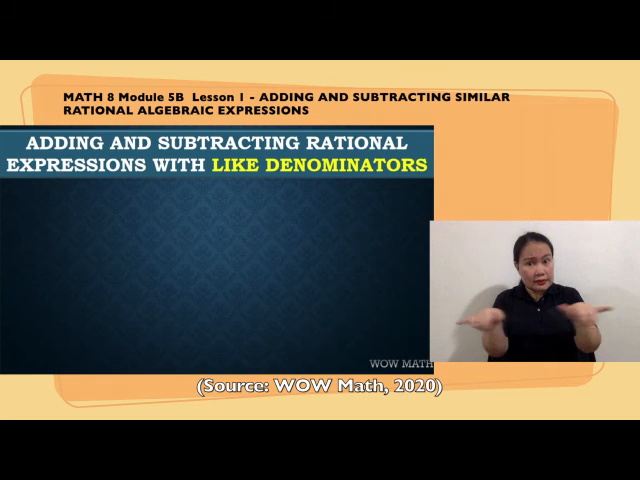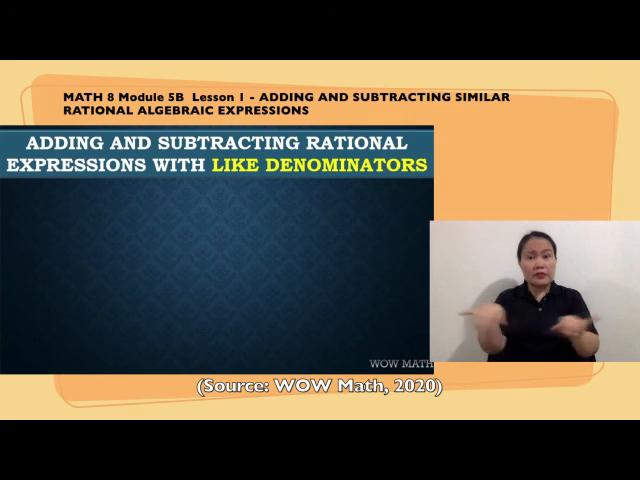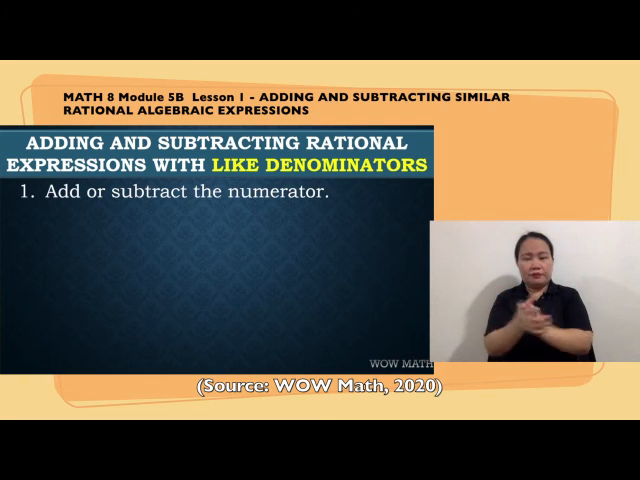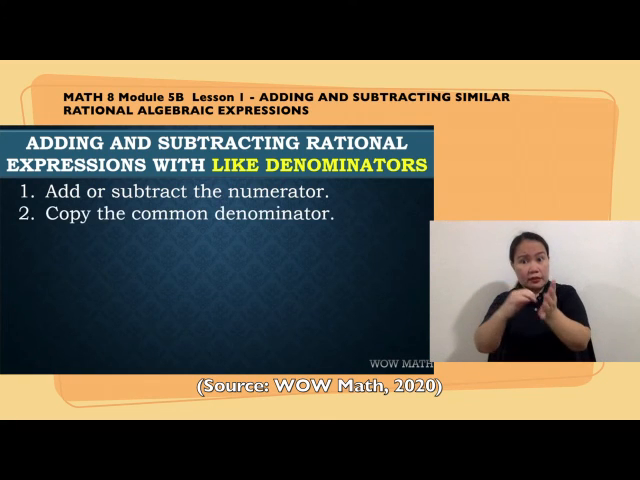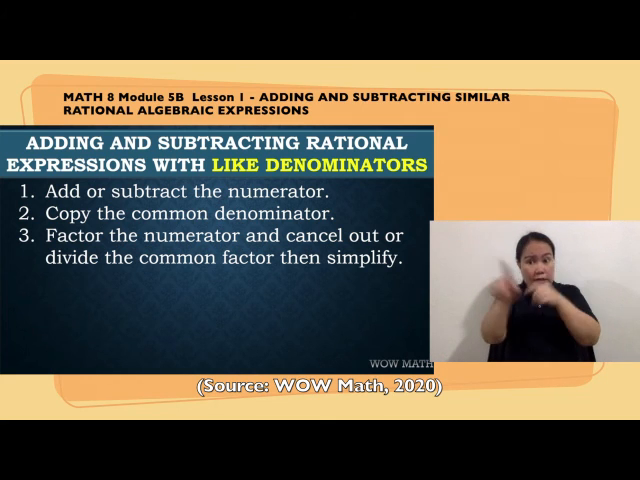Okay, bakit kailangan nating i-recall yung process ng pag-add and subtract ng rational numbers? Kasi kung paano natin siya ginagawa, yun din ang ginagawa natin sa rational expressions na may parehong denominators. Okay, so how do we do this? First, add or subtract the numerator. Next, copy the common denominator. Next is factor the numerator and cancel out or divide the common factor, then simplify.